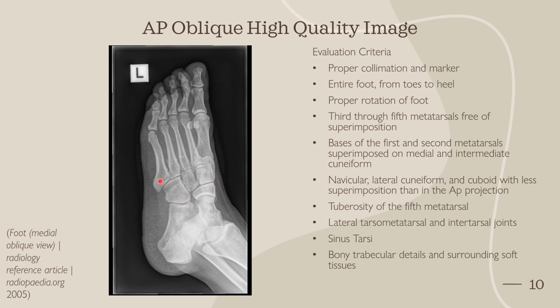And then our tuberosity of the fifth metatarsal seen right here. Lateral tarsal metatarsal and intertarsal joints. We can see that. And then our sinus tarsi. Then our bony trabecular detail and surrounding soft tissue.